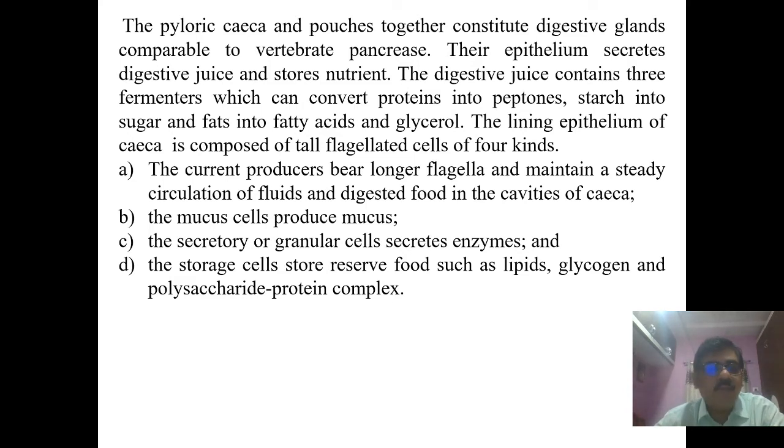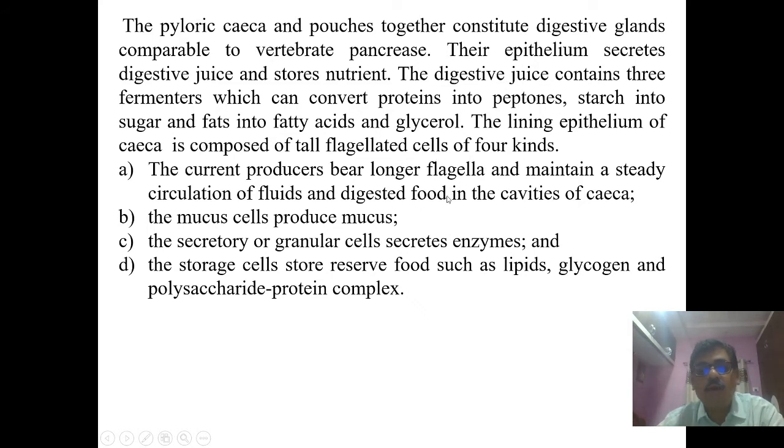The lining epithelium of the ceca is composed of tall flagellated cells. Means the epithelium of this pyloric ceca has tall flagellated cells which are of four kinds. The first one is the current producers, which bear the longer flagella and maintain the steady circulation of fluid and digested food in the cavities of ceca. Then the second one is the mucus cell, which produces the mucus. Then the third one, the secretory or glandular cells, secretes the enzymes. And the last one is the storage cells, which store the reserve foods such as lipid, glycogen and polysaccharide protein complex.